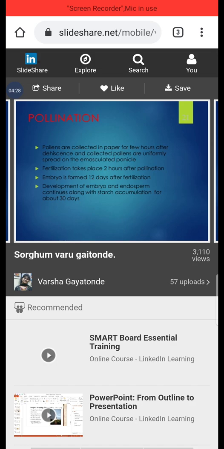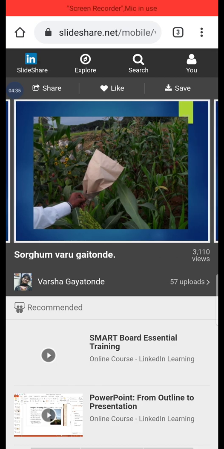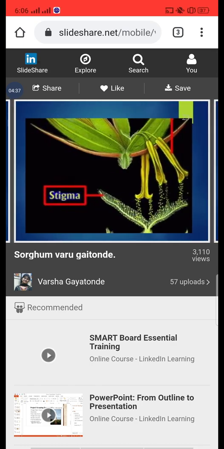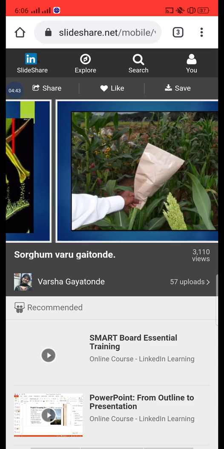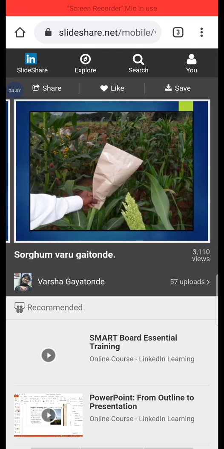Then pollination. Pollen is collected in paper for a few hours after dehiscence, called the pollen disseminability. After the pollen shedding, you have to cover this with a paper bag to avoid contamination, like this pattern. After the pollination, you have to bag this panicle again with a butter paper bag to avoid pollen contamination.